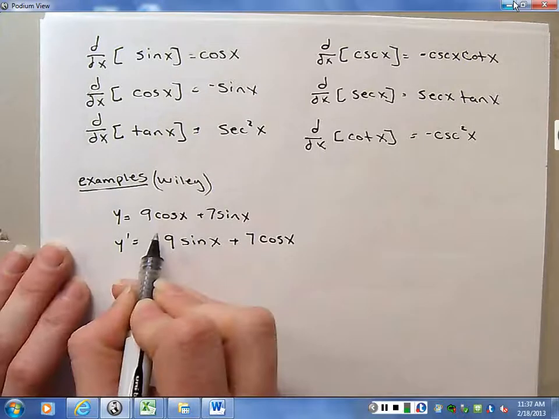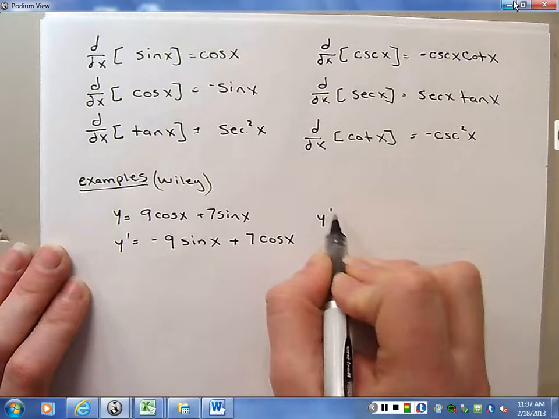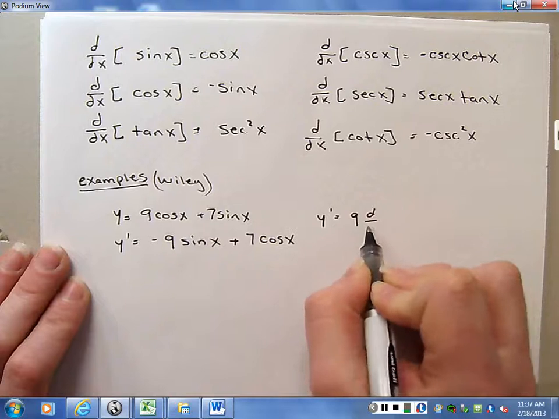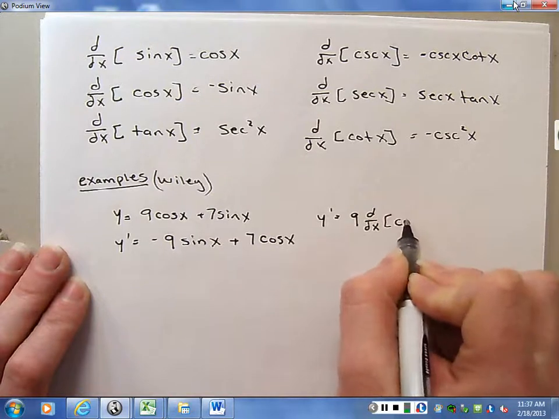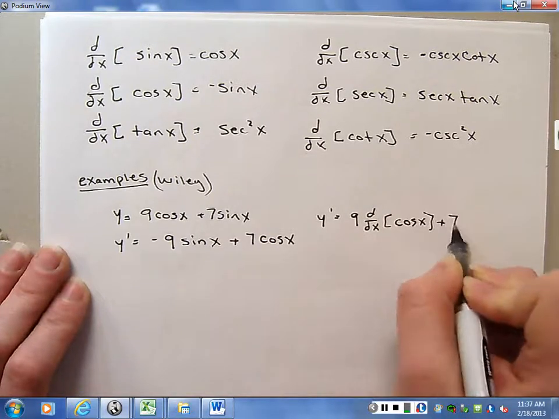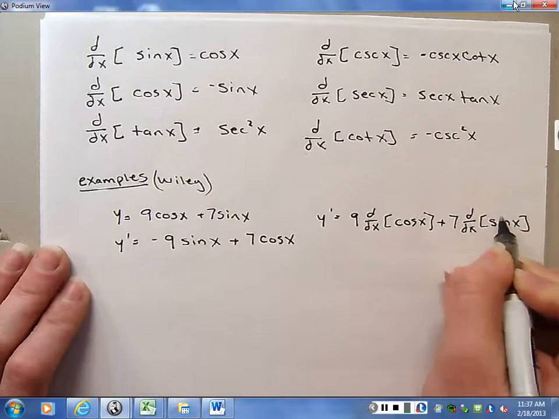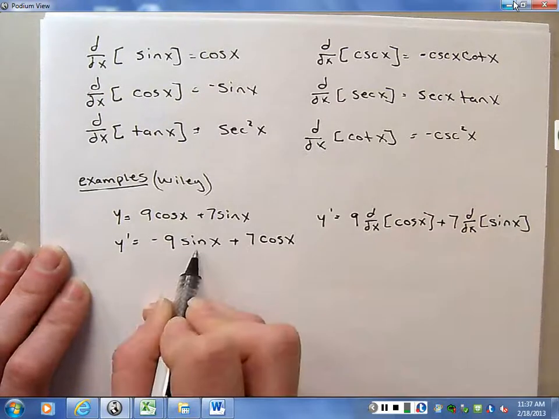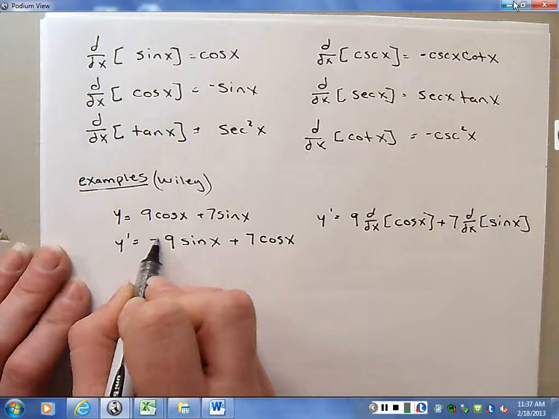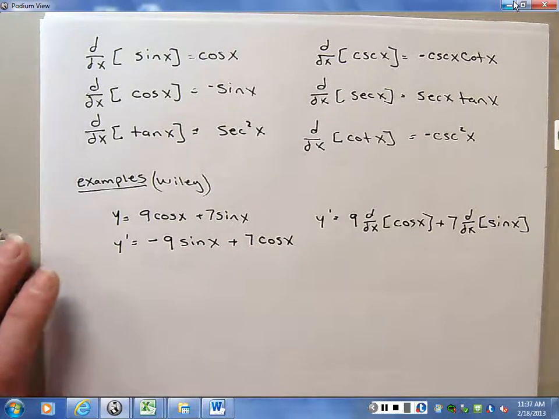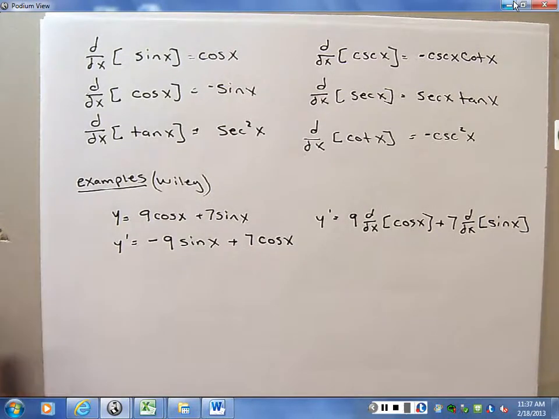Yeah, so let me just write this out. So I have 9 times the derivative with respect to x of cosine plus 7 times the derivative with respect to x of sine. Right? The derivative of cosine is minus sine, so I have that negative there. The derivative of sine is cosine, so that gets positive.